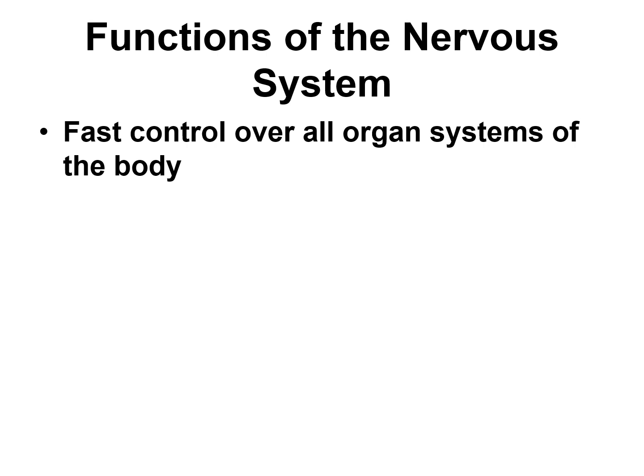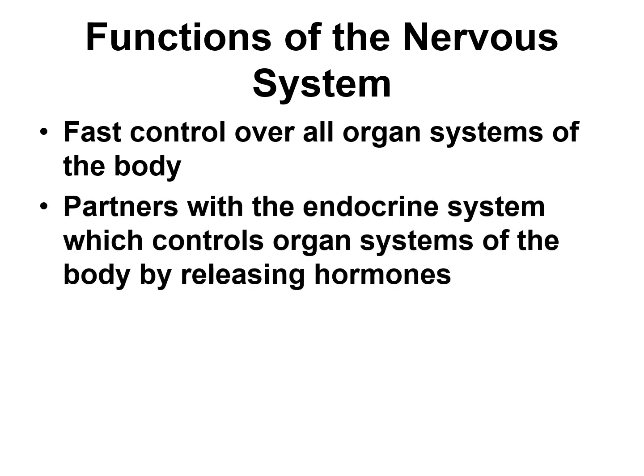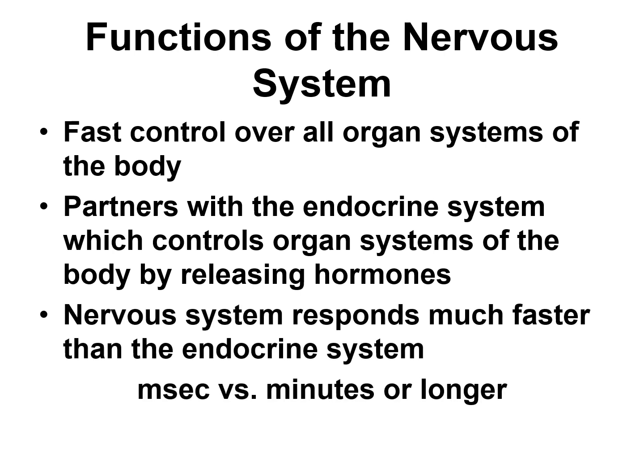So as I mentioned earlier, the nervous system is the fast controlling system of the body. It controls all of the other organ systems of the body, but it's not the only controlling system of the body. It partners with the much slower endocrine system. The endocrine system controls other organ systems by releasing hormones. And we'll be talking about the endocrine system in the coming weeks.